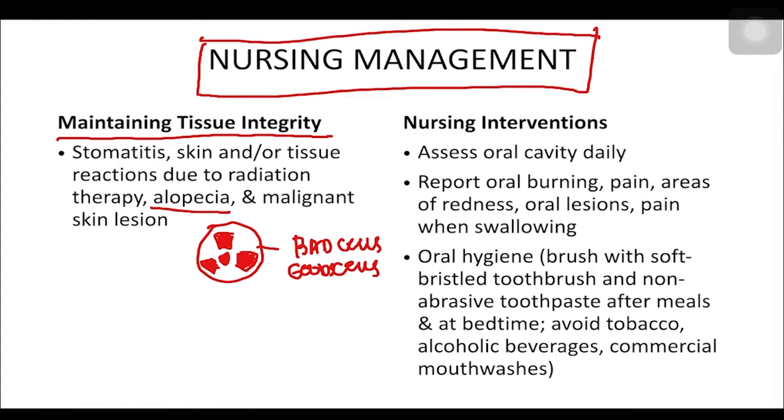Usually, di ba, it's always portrayed in movies or dramas, patients having radiation therapy or cancer or undergoing chemotherapy always has alopecia. Okay, so as much as possible, we have to maintain tissue integrity. Okay, and malignant skin lesions, you have to watch out for that. Okay, so what are the nursing interventions that you have to do?